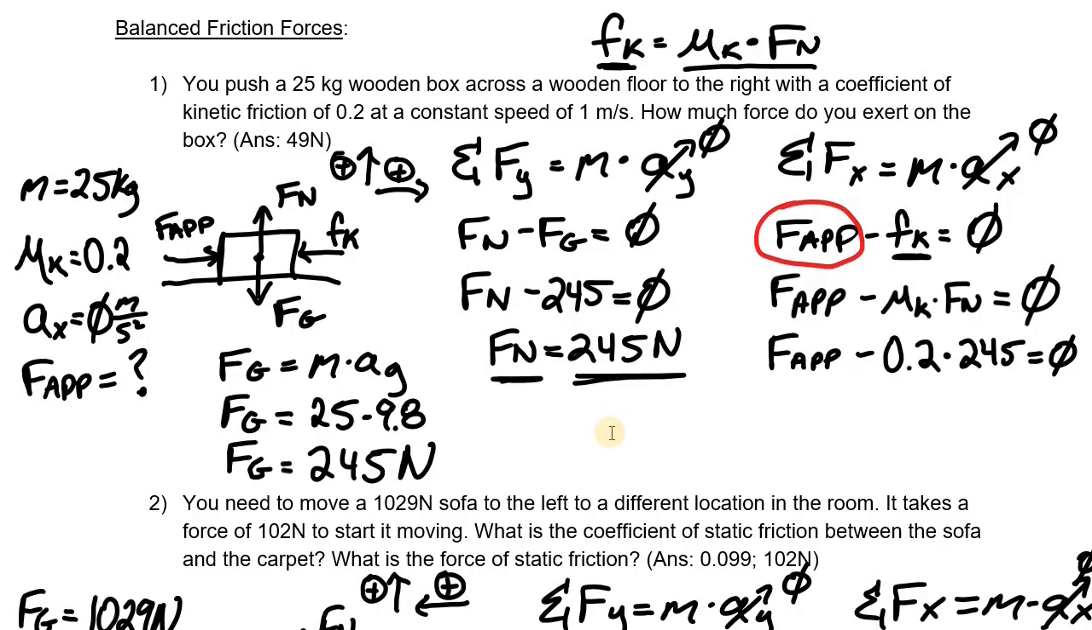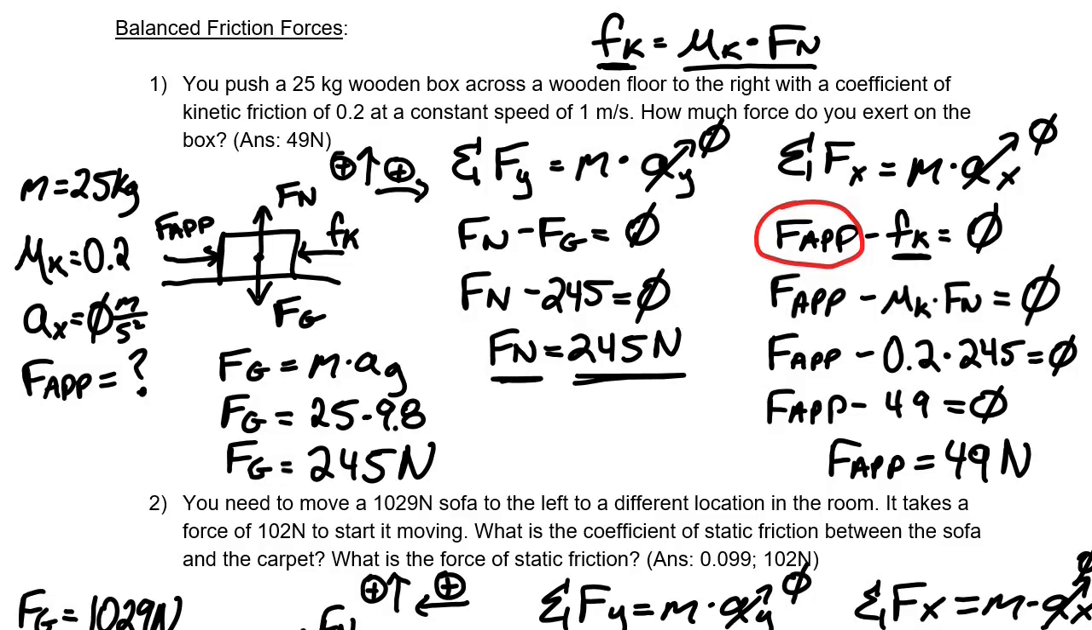Okay, so all I have to do is a little simple algebra here, and we could just figure out what our applied force is equal to. So I'm just going to plug it in the calculator right now. Add 49 to both sides of the equation. And we get our applied force is equal to 45 newtons, and that is our final answer.